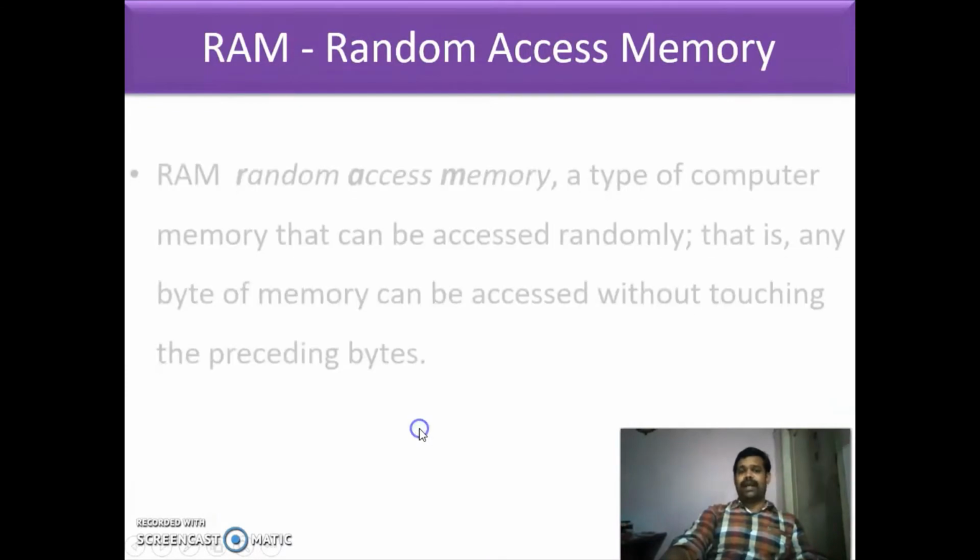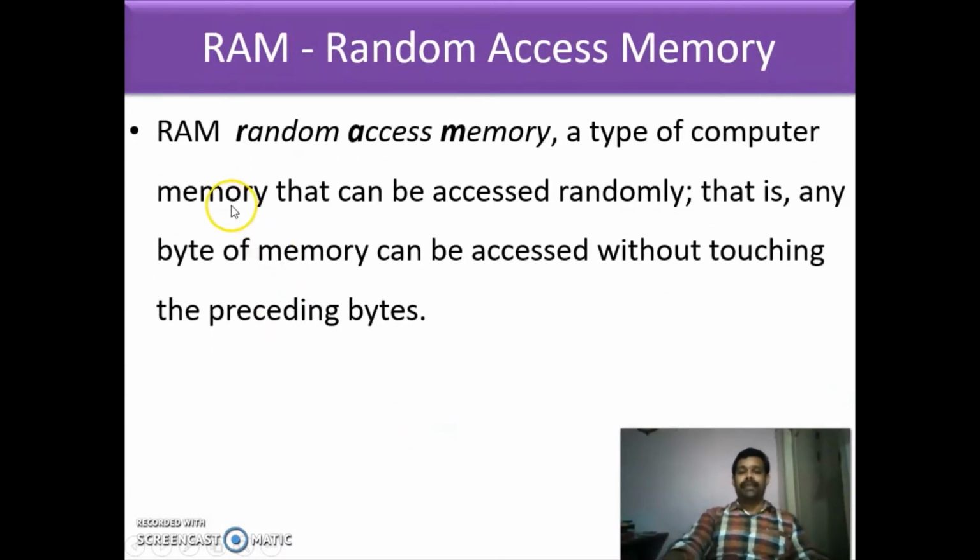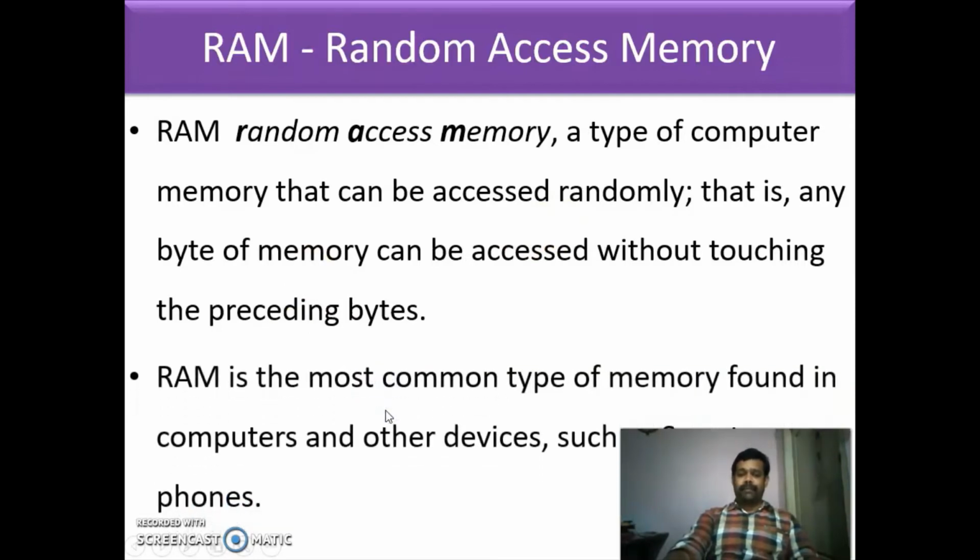Next one is RAM. We are studying in detail what is meant by RAM. RAM is random access memory, a type of computer memory that can be accessed randomly. The main thing is we can access this memory randomly. That is, any byte of memory can be accessed without touching the preceding bytes. This is nothing but random access memory. It is a common type of memory found in computers, smartphones, and other devices.